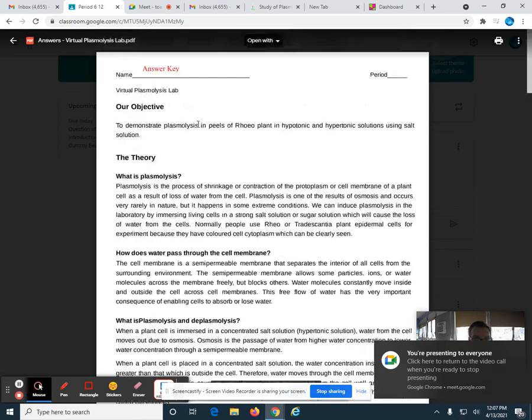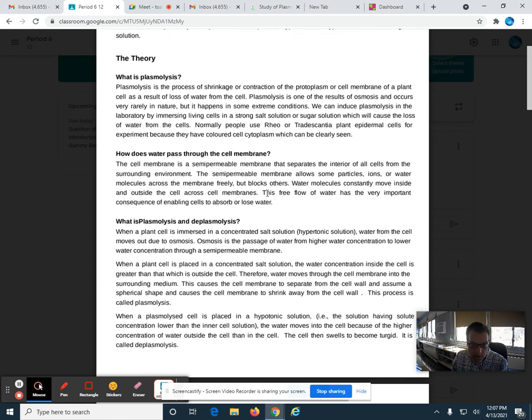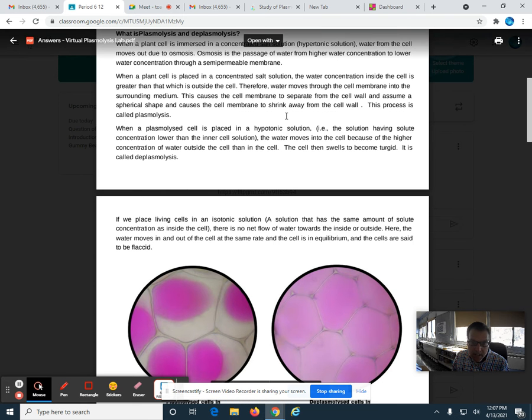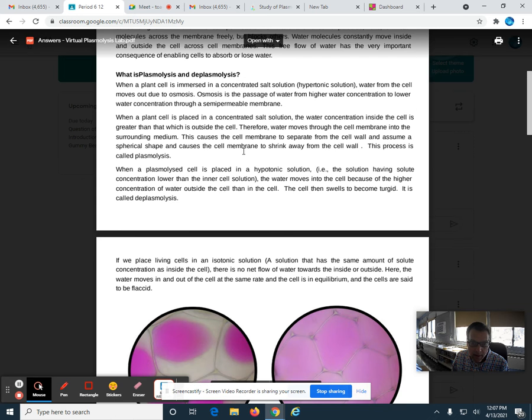So your plasmolysis virtual plasmolysis lab. So we looked at Elodea plants in hypotonic, hypertonic, and isotonic salt solutions. So this is the opening information about plasmolysis and deplasmolysis. There's deplasmolysis and plasmolysis discussed as well throughout here.